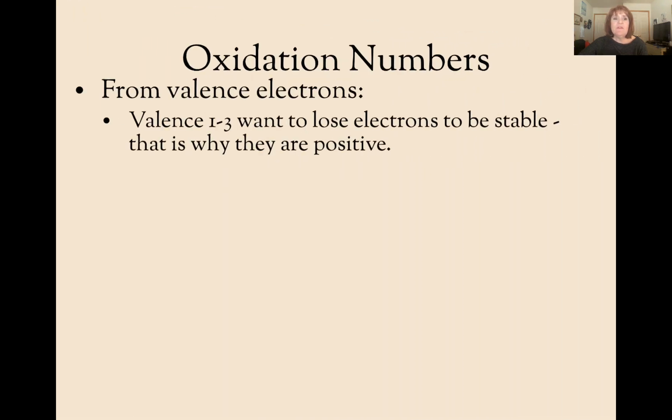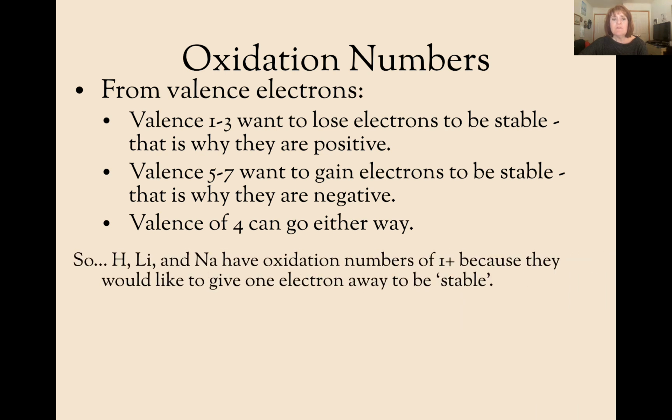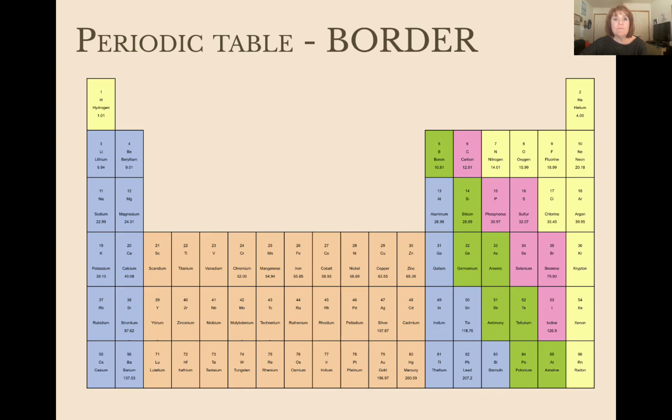Now, those valence numbers 1 through 3 want to lose electrons to become stable. That's why they're positive. But a valence of 5 through 7, they want to gain to become stable. That's why they're negative. And a valence of 4 can go either way. So hydrogen, lithium, and sodium have oxidations of 1 positive because they would like to give that 1 extra electron away. While at the same time, fluorine, chlorine, and bromine have oxidations of 1 negative because they would like to get 1 electron to become stable.